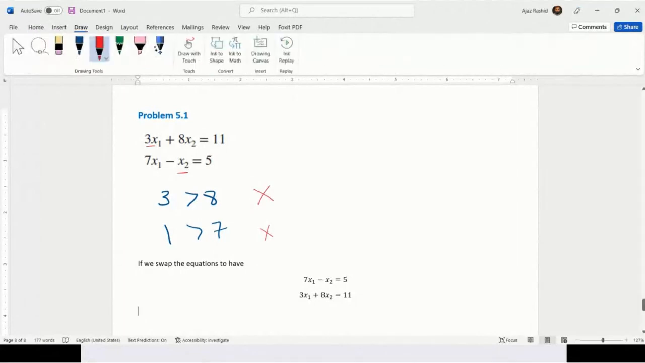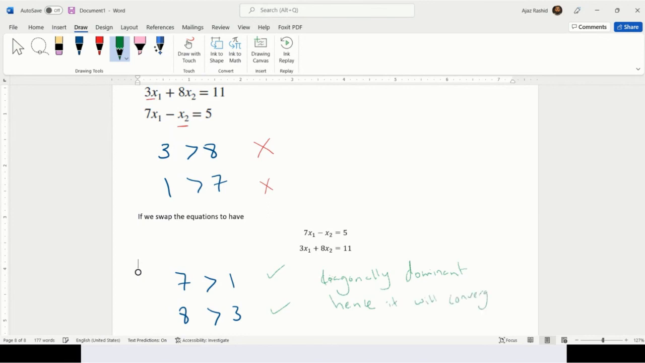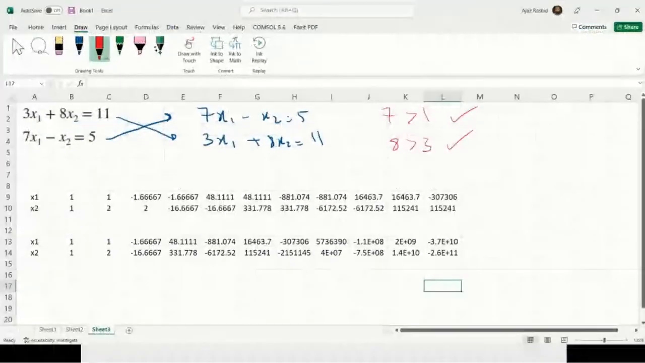Then, as we said, 7 is greater than 1 and 8 is greater than 3. Diagonally dominant, hence it will converge. Let's see how that affects our solutions.